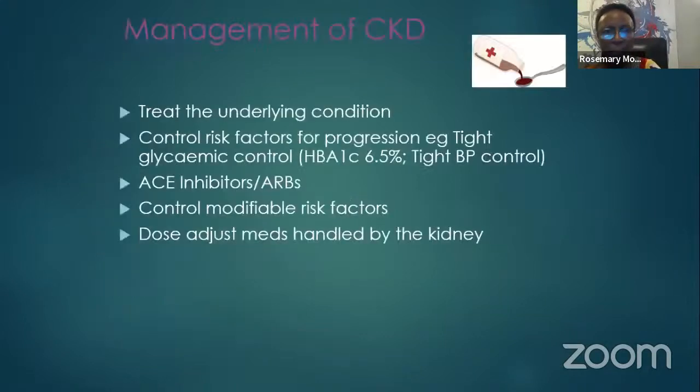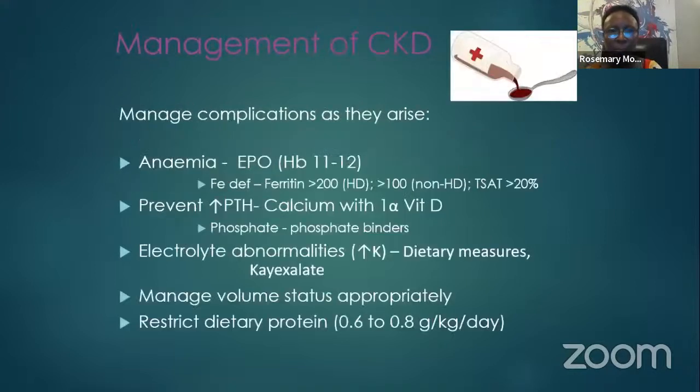Okay. All right, so the management, you need to treat the underlying condition. You control the risk factors for progression, tighten your glycemic control, the HbA1c of 6.5%, other books still say 7%. And then you tighten your blood pressure control, ACE inhibitors, especially where there is proteinuria, or you can use your ARBs, but be careful of the hyperkalemia. And then you control the modifiable risk factors, and you do adjust the medication which are handled by the kidney.